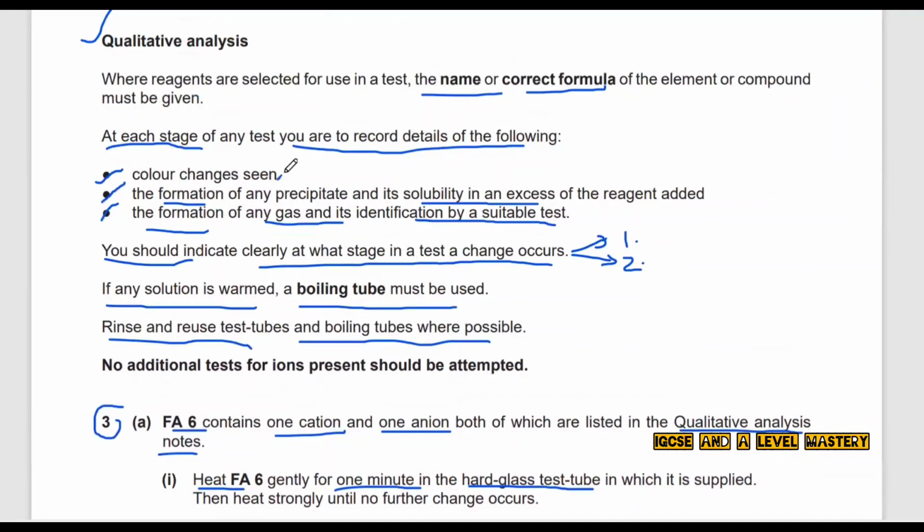So what observations should you record? You have to check whether there is any color change. You have to check whether any precipitate is formed and solubility in excess reagent, which we don't have to do right now because we are not adding any reagent, we are just heating it. And then you have to test for gases also. So how will you understand which gas test is to be performed? Before understanding that, we'll just look at the question. It says there is only one cation and one anion, and both are given in the qualitative analysis sheet.